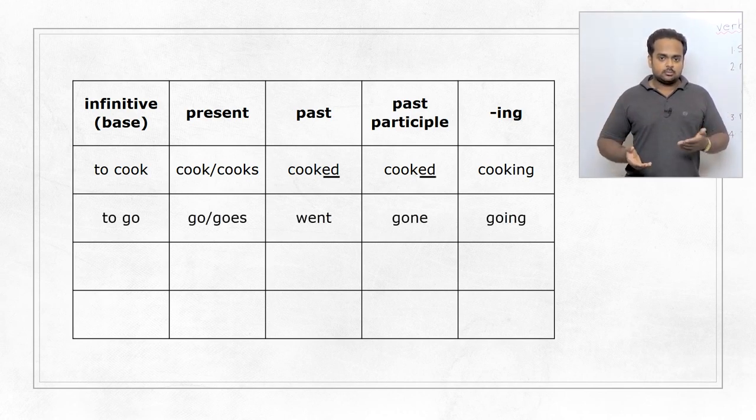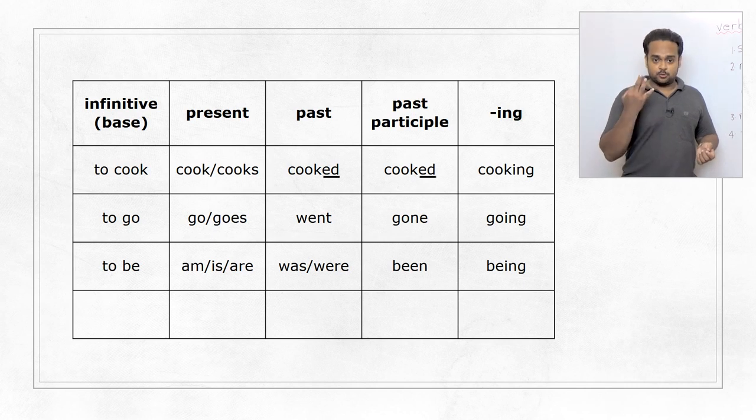The present tense forms are go and goes, but the past tense form is not goed, it's went. And the past participle form is gone. Or take the verb to be. It has 3 present tense forms, am, is, and are. I am, you are, he is, she is. And 2 past tense forms, was and were, and the past participle form is been.